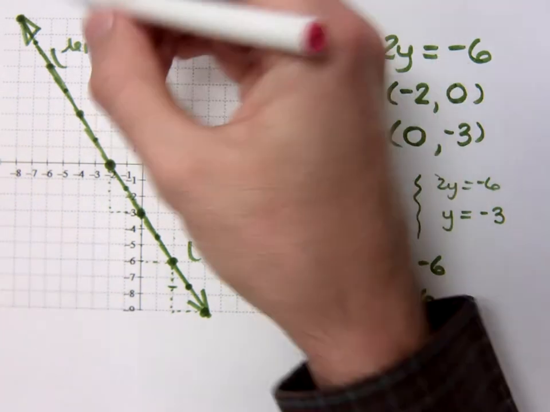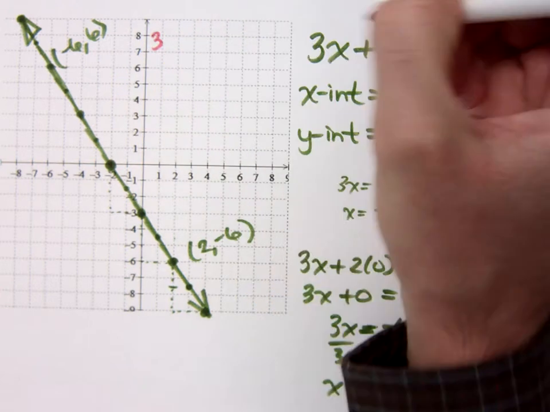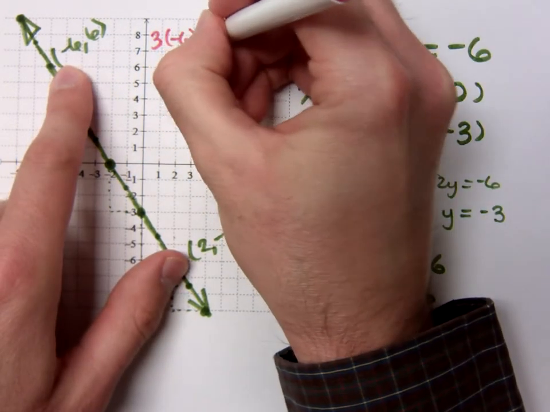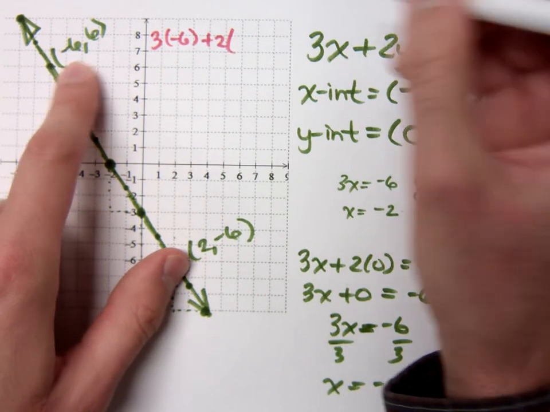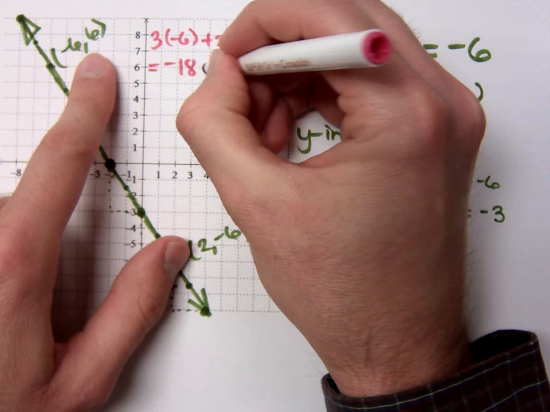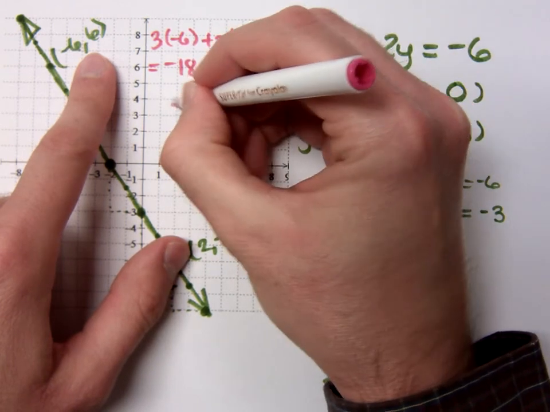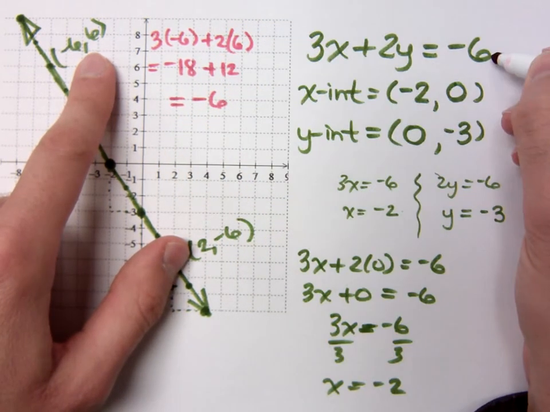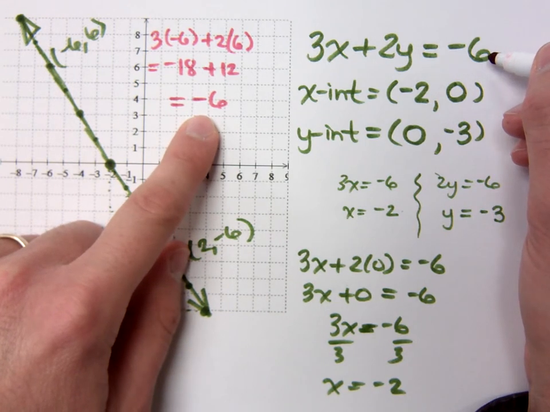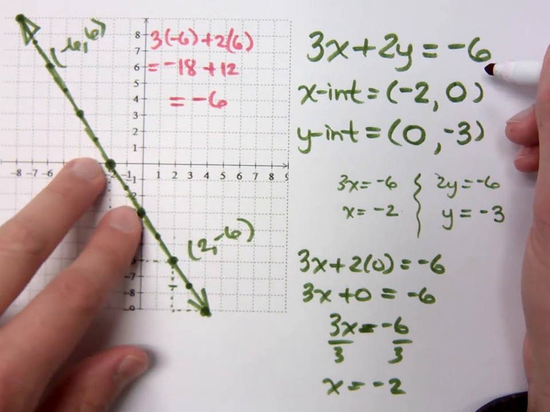So if I take this guy right here, if I do 3, instead of writing x, what is my x? -6. Plus 2 times y, my y is 6. That gives me -18 plus 12, that gives me -6, which is what I was supposed to have, right? So it's just going back and checking. Right, because you've got these intercepts which are supposed to work.